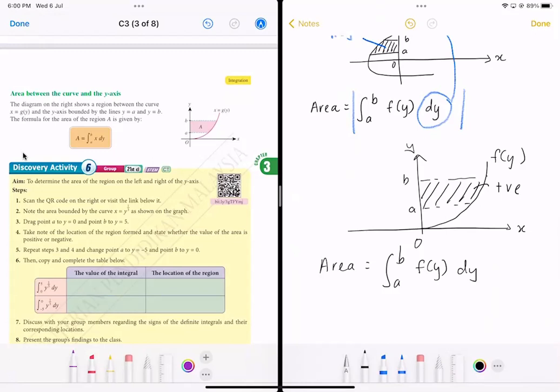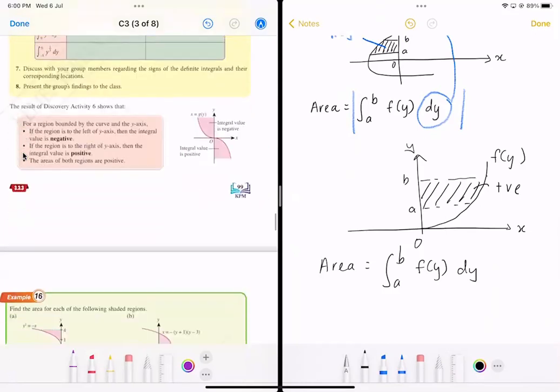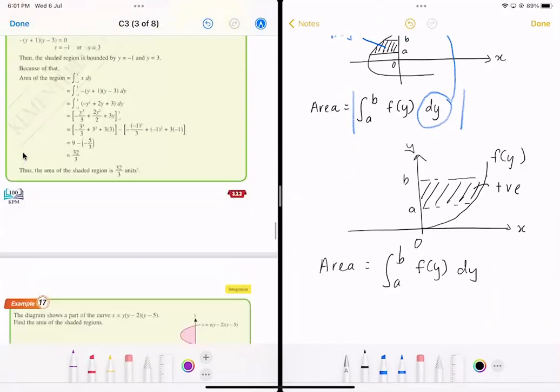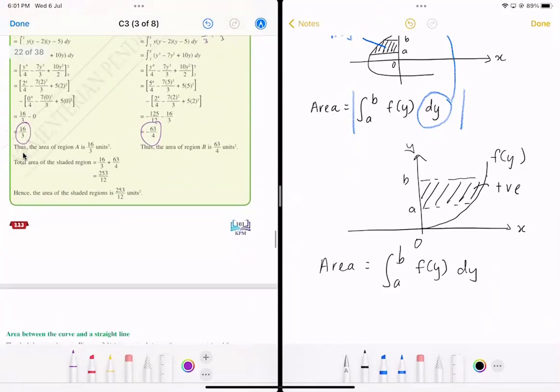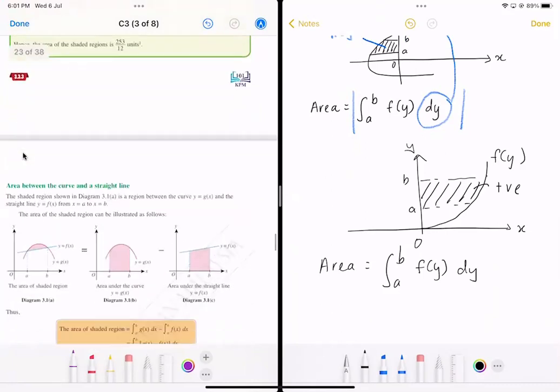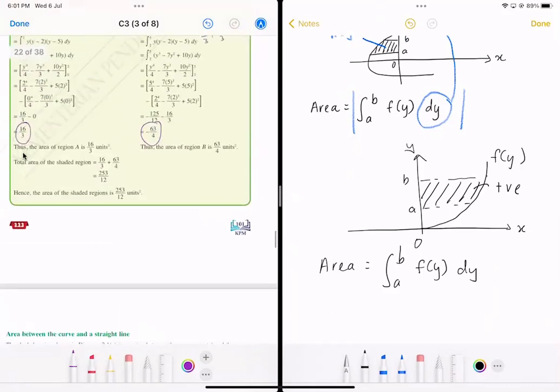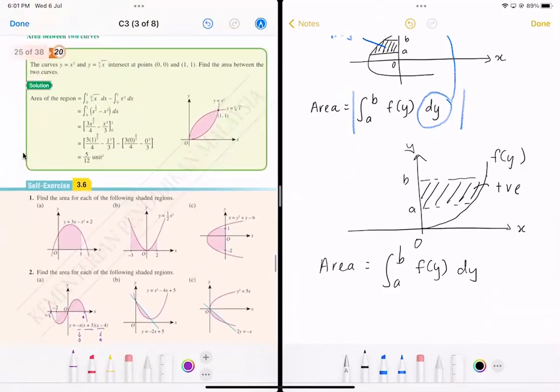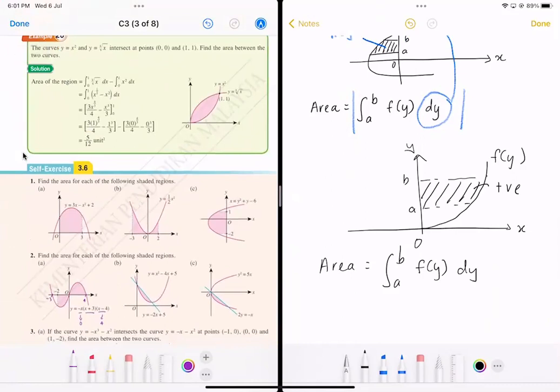All right, come, let's do some questions. Now that you know the formula, you actually know how to do it. You just need to look at the question. Curve and straight line. Okay, this one here.